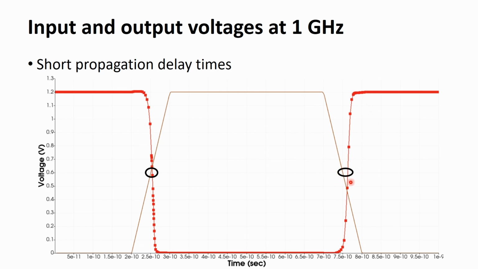Now, you can increase the load capacitance, or you can increase the operational frequency. It's your exercise.